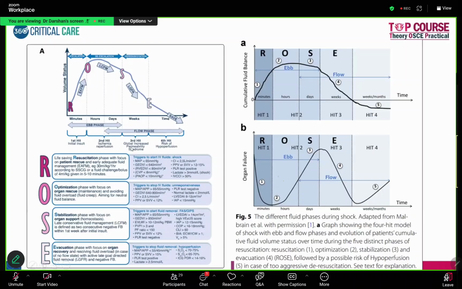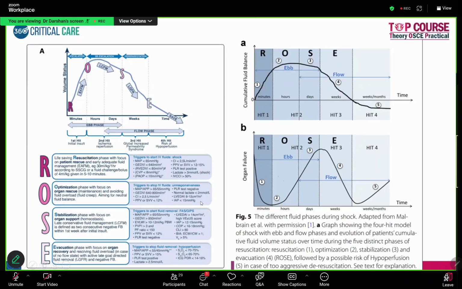That is your second hit. There are four hits. Whenever you have this graph, it is a little complicated, so I have to explain each thing. Just keep a watch on that. In this phase, when we are talking about late conservative fluid management, we are conservative in giving fluids because we do not want any ischemia reperfusion injury from happening. That is the main focus of the optimization and stabilization phase.